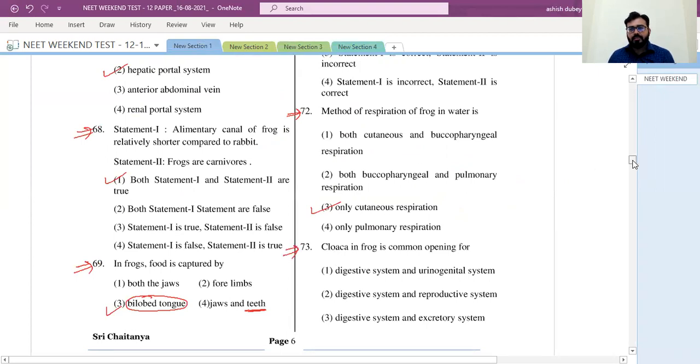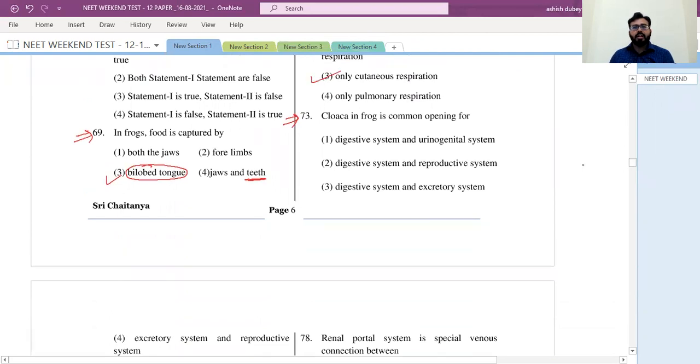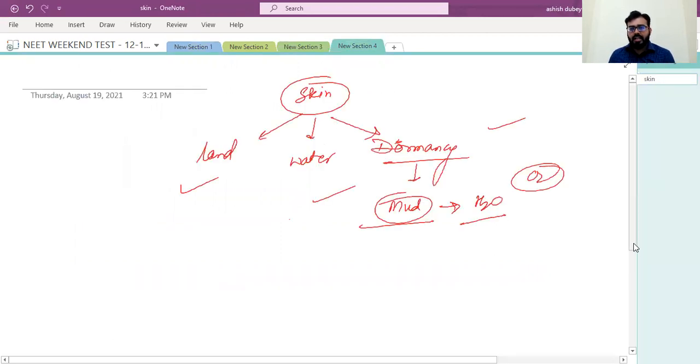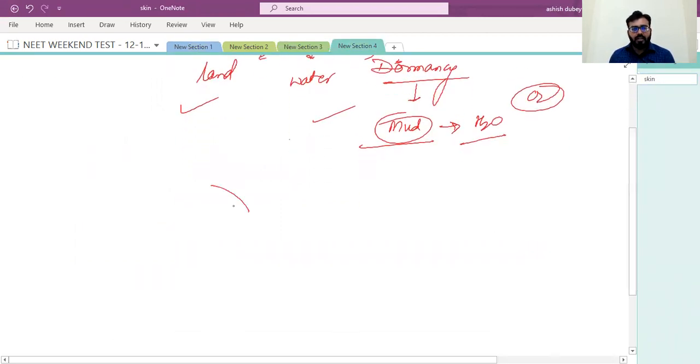73rd question. Cloaca in frog is a common opening for 4. See, cloaca has the drainage of 3 tracts: the digestive tract, urinary tract, and the reproductive tract. Digestive is there, urinary is there, and reproductive is there.